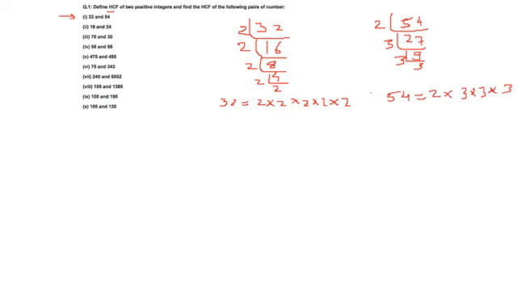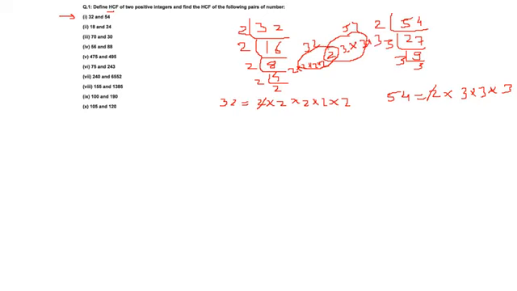Now what we do here is, let us make a Venn diagram like this. What are the common numbers? 2 is common, so let us write it here, and the other numbers which are not common, let us write here. 2 into 2 into 2 into 2 is for 32, and this is for 54. For 54 it will be 3, because the other numbers which are not common, I am writing it here.